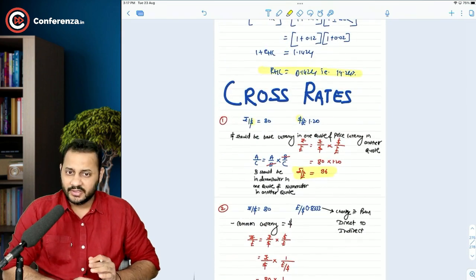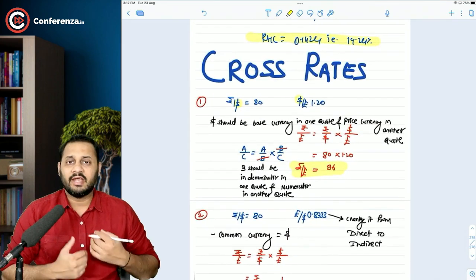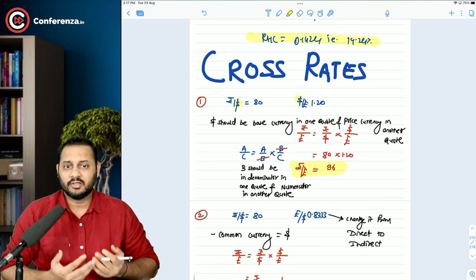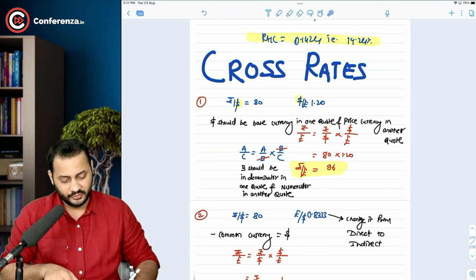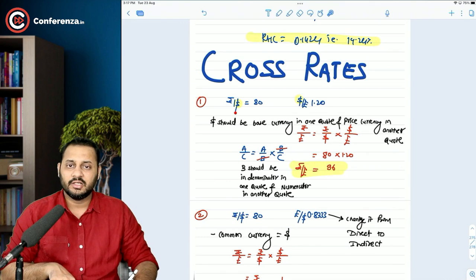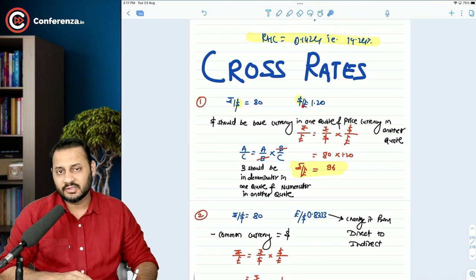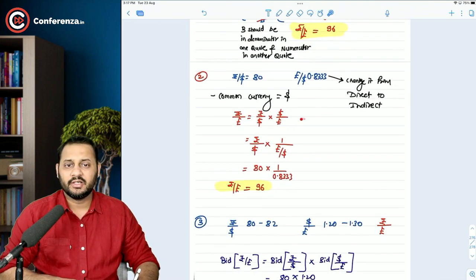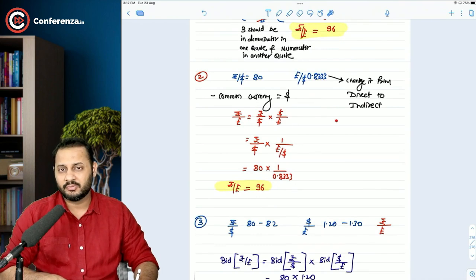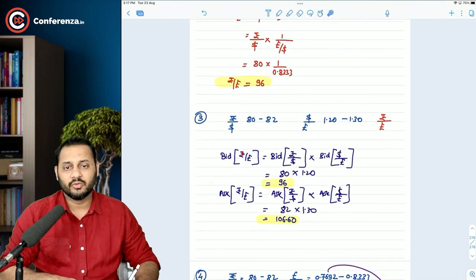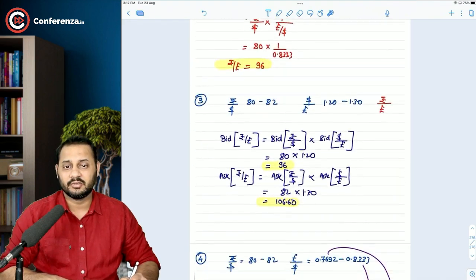The first one was very easy. Step by step we learned everything related to the cross rate. First we looked at this common currency. We thought that, okay, this common currency should be base in one quote, and the price currency in the other quote. Okay. Then what we did is from direct to indirect, we learned about it. Then what we did is how to calculate it for bid and ask. And then we mixed the second and the third part as well.